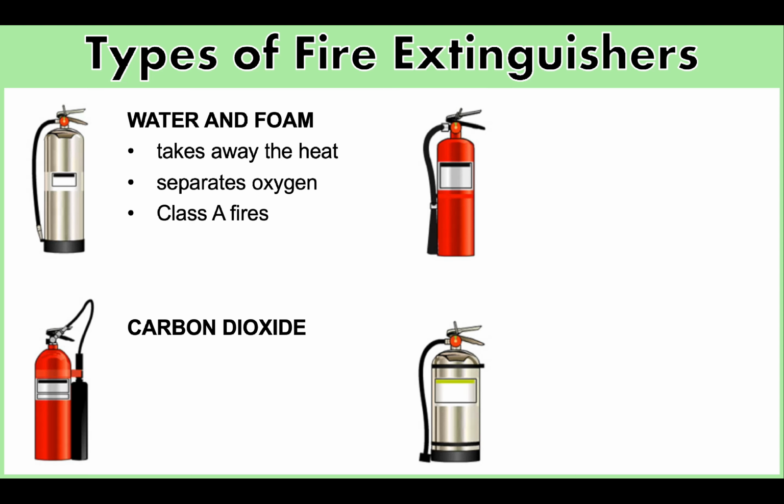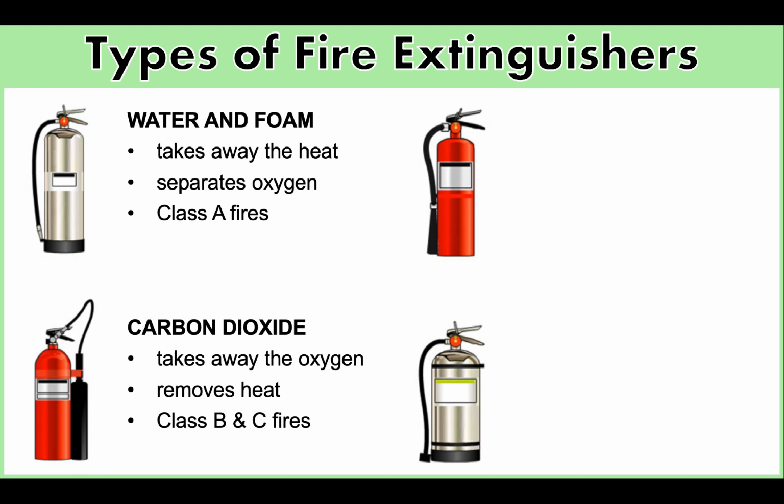Carbon dioxide fire extinguishers extinguish fire by taking away the oxygen element of the fire triangle and also by removing the heat with a very cold discharge. CO2 can be used on Class B and Class C fires. They are usually ineffective on Class A fires. Next, we have the dry chemical.